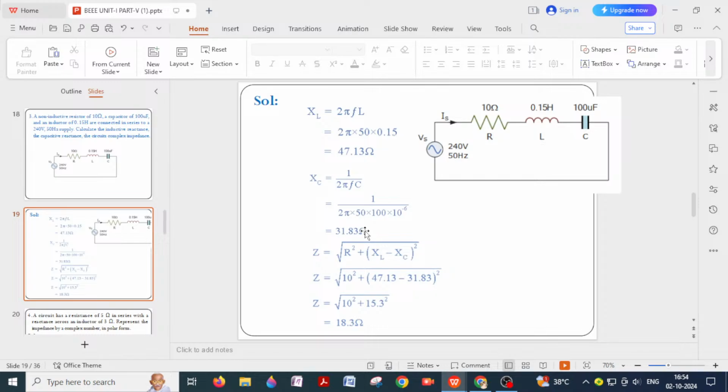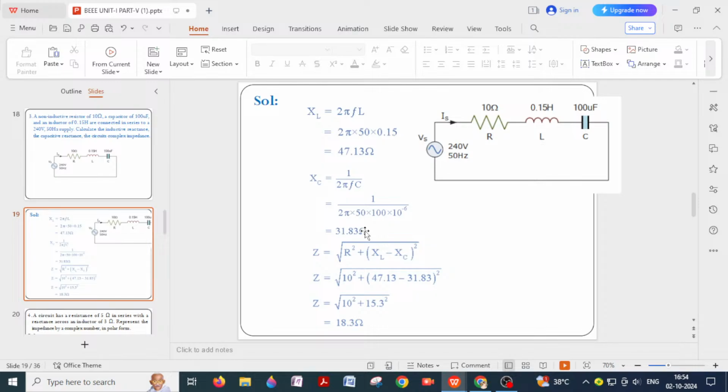So what is Z now? Z is equal to root of R square plus XL minus XC whole square. Okay, so this is it. So you know R value, you know XL value, you know XC value. Just now we have calculated XL and XC. Substitute in this and simplify, you will get 18.3 ohms.